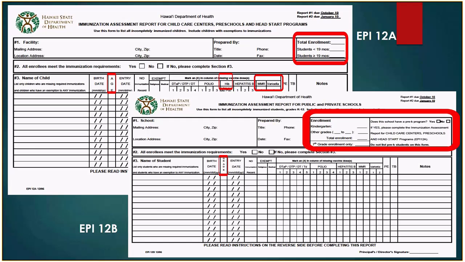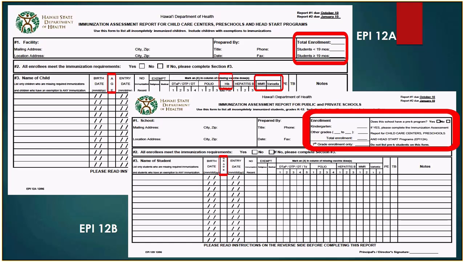On the EPI-12A, we ask that you break down the total enrollment of the preschool into how many students are younger than 19 months and how many are 19 months or older. On the EPI-12B, the enrollment is broken down into kindergarten, other grades, and 7th grade. We ask that when reporting the enrollment for other grades, that you include the 7th grade enrollment number in that count. In Section 3 of the EPI-12A, we ask for the age of the students listed, while on the EPI-12B, we ask for the grade.